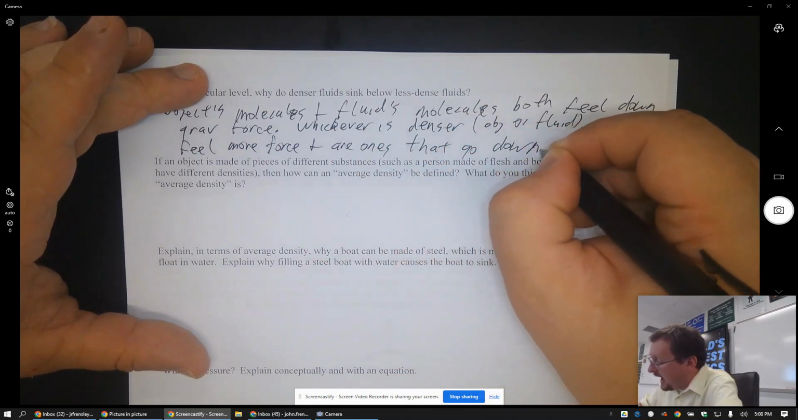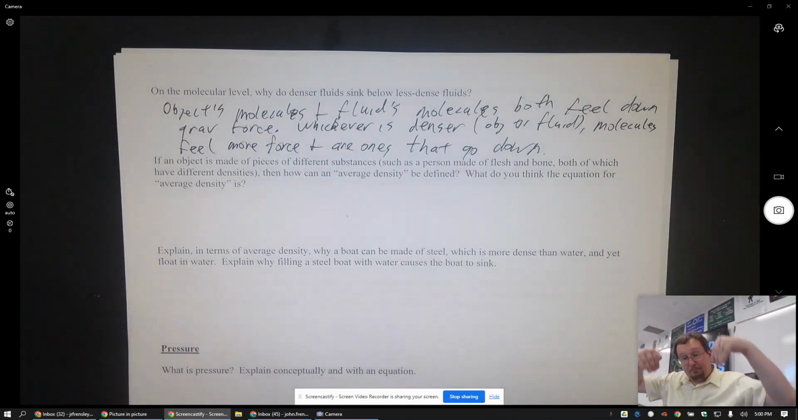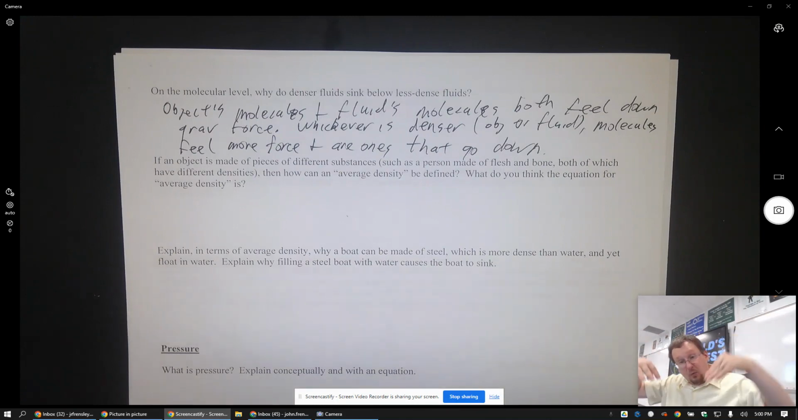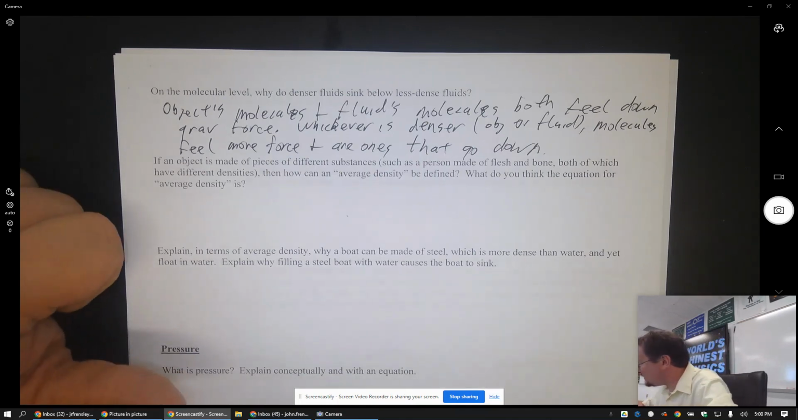So if an object floats on water, it's because the water is being pulled down better than the object is. And so the water goes underneath the object, and that's why the object's on the top. But if the object is denser, then the object's molecules are being pulled harder than the water's molecules, and the water's on top because it's being pulled less by gravity, and the object's on the bottom, which is why it sinks. That's what I kind of want students to get across from that.